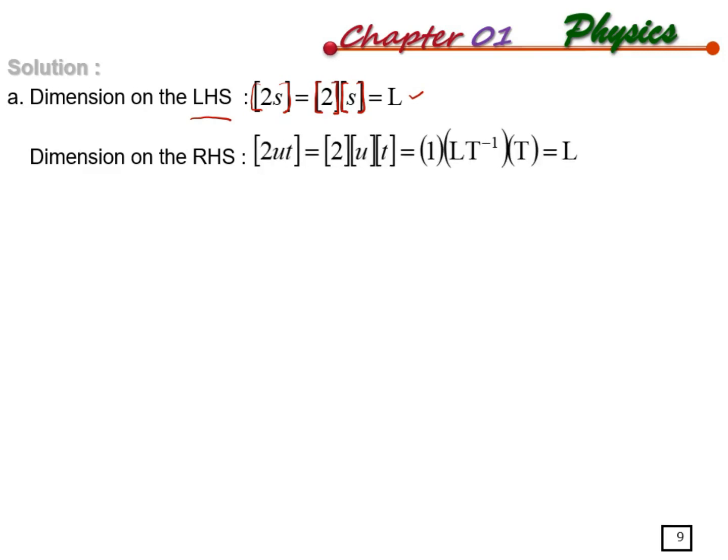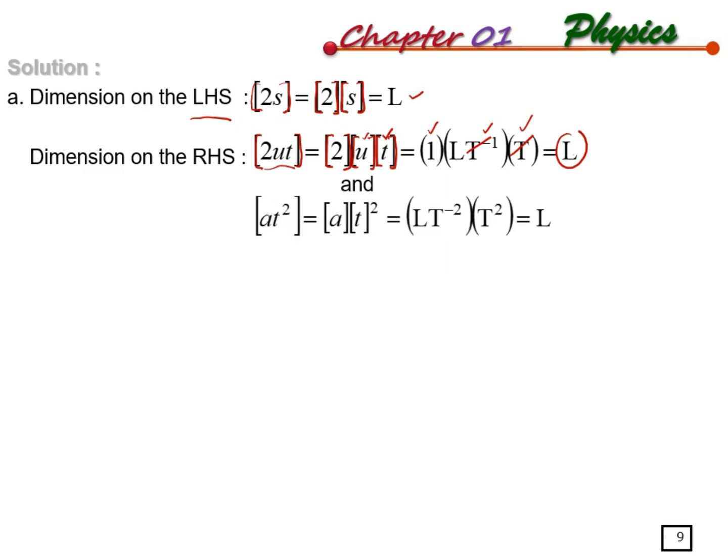So for the right hand side, just now we have 2ut. So you do it separately, 2, u and the t. Okay, so the dimension of the constant is 1. And then we already did on the previous example, the dimension of the u is LT power of -1, and the time taken is t. The dimension of the time taken is T, so we cancel this one, it becomes L. The dimension of 2ut is L.